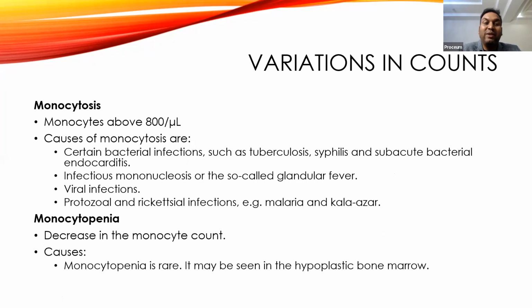When the monocyte count is increased, it is called monocytosis, and when decreased, it is called monocytopenia. An increased count can be seen in chronic infections like tuberculosis, syphilis, or subacute bacterial endocarditis. Then infectious mononucleosis, named itself because of the higher concentration of monocytes, is also called glandular fever. Viral and protozoal infections also increase the monocyte count. A decrease in monocyte count is very rare, but it is shown when there is bone marrow depression.